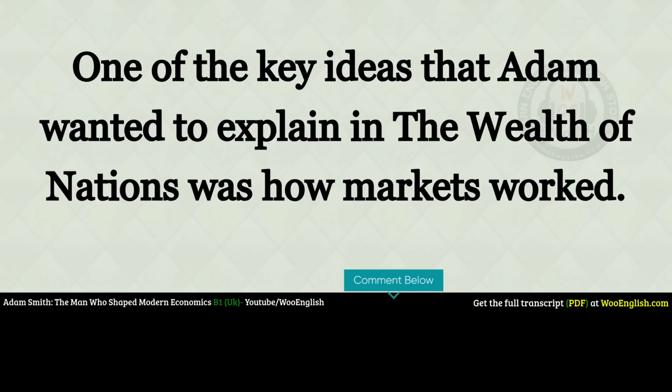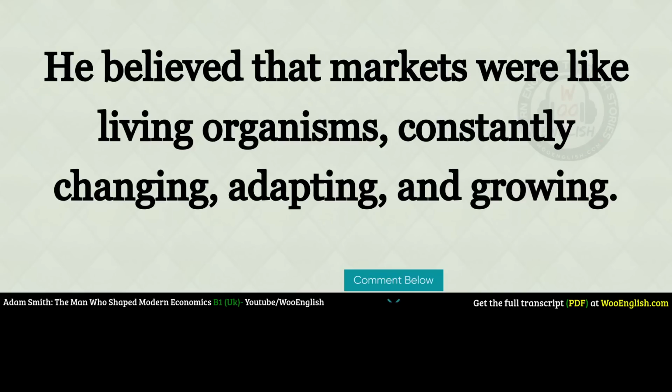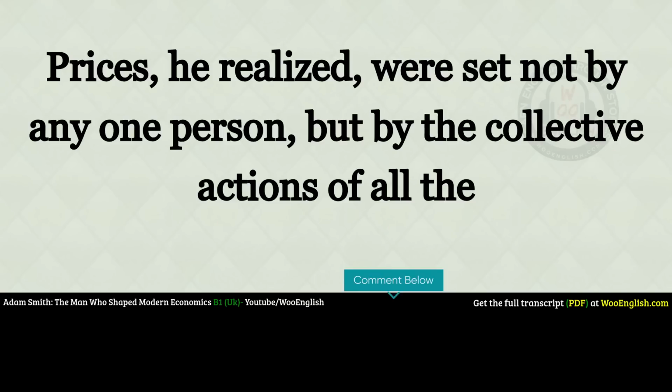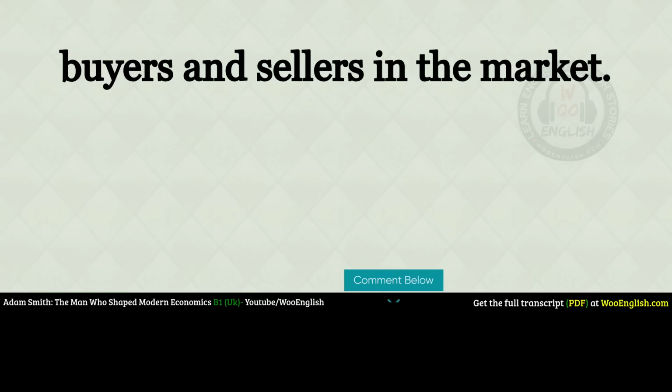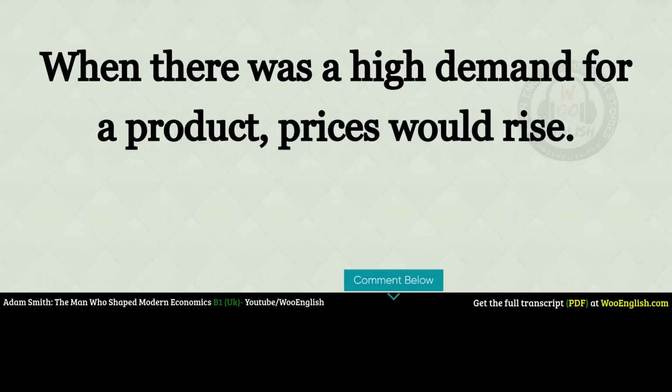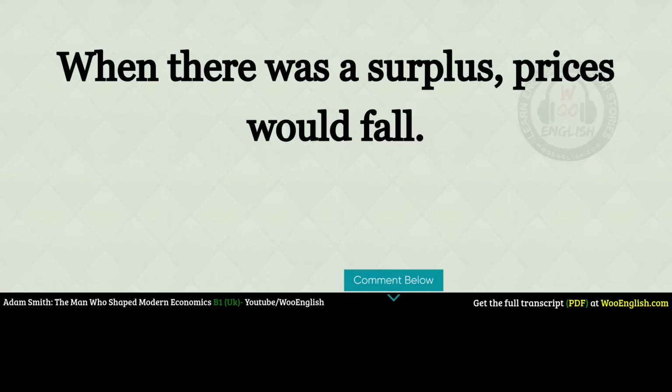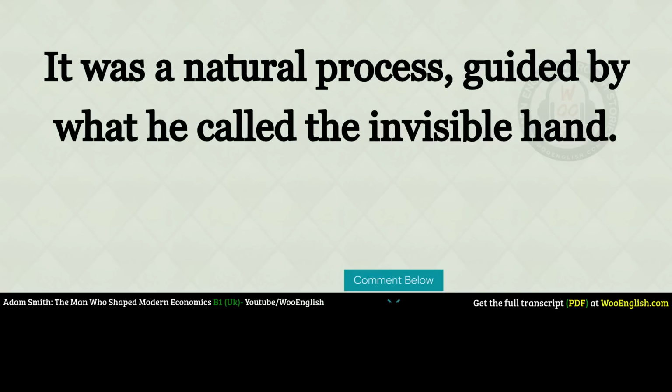One of the key ideas that Adam wanted to explain in The Wealth of Nations was how markets worked. He believed that markets were like living organisms, constantly changing, adapting, and growing. Prices, he realized, were set not by any one person, but by the collective actions of all the buyers and sellers in the market. When there was a high demand for a product, prices would rise. When there was a surplus, prices would fall. It was a natural process, guided by what he called the invisible hand.